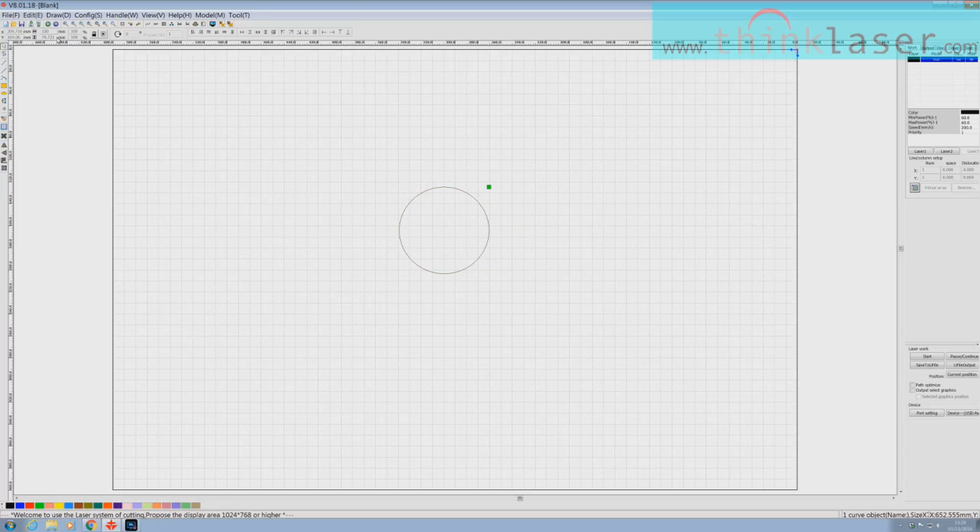Let's just undo that. And now what we want to do is set them to exactly the same dimensions, and the way that we change the dimensions and keep them proportionately the same is to put the padlock on. If I change that dimension to 100, I have now got a 100mm circle.